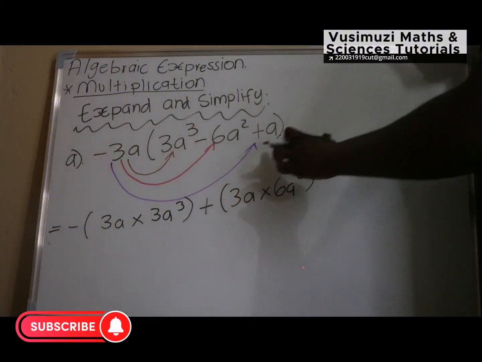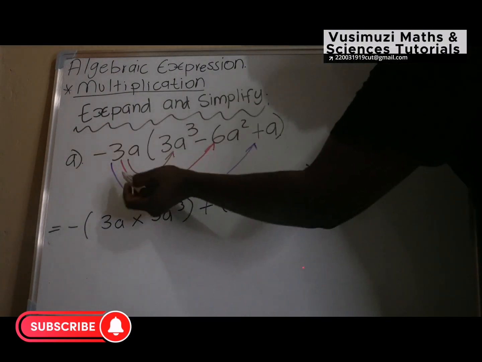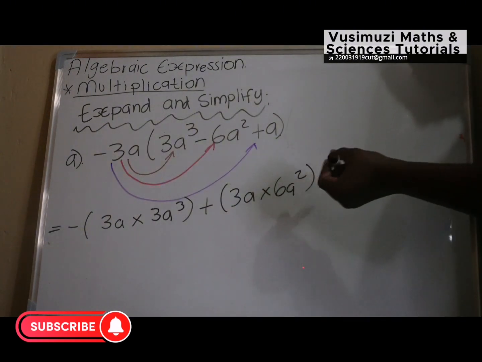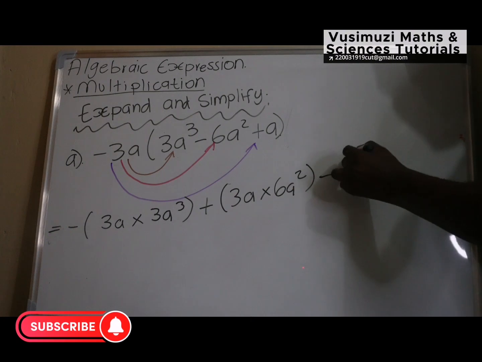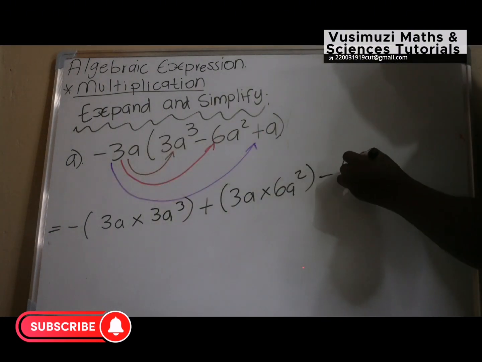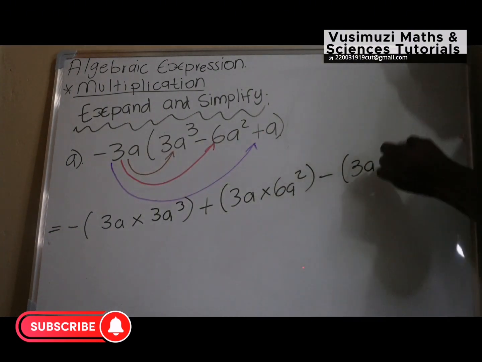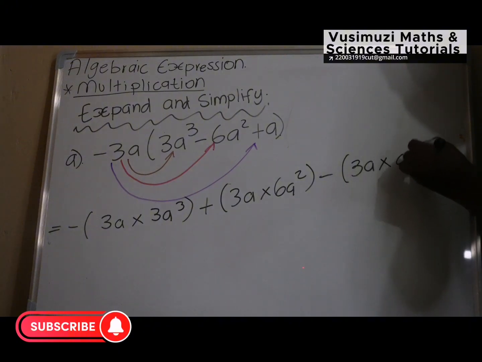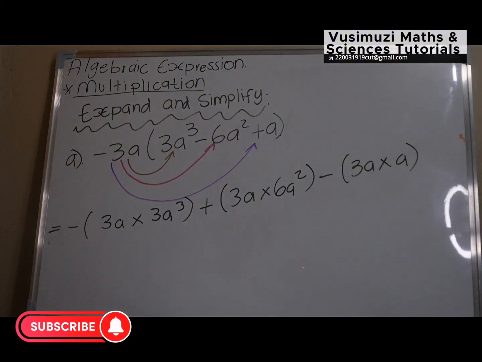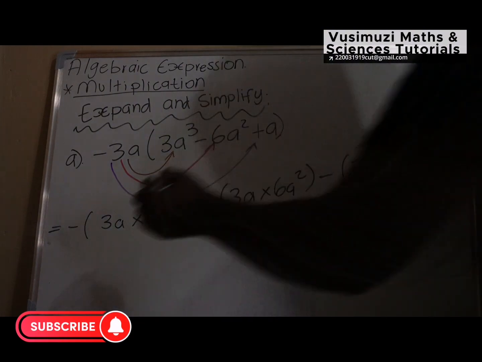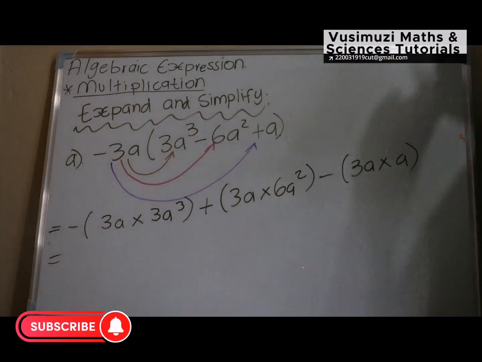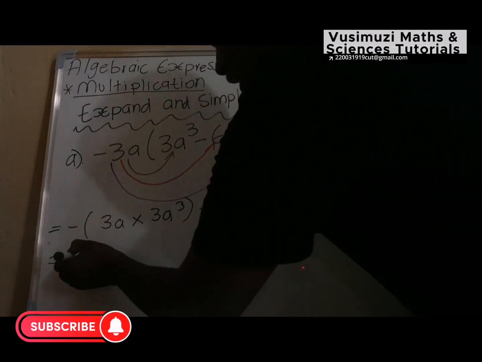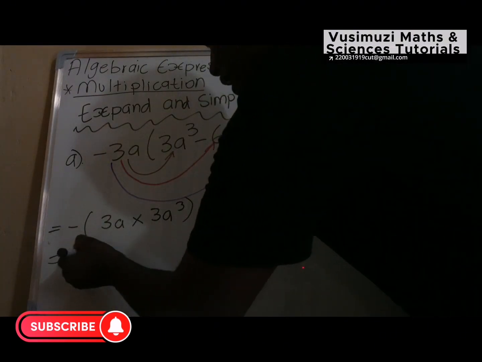Negative times positive. This negative times this positive of a is negative. Therefore, inside the bracket, you've got 3a multiplied by a. I just want to simplify it for you guys. For you to understand, I need to simplify it first. Then I bring down this negative.